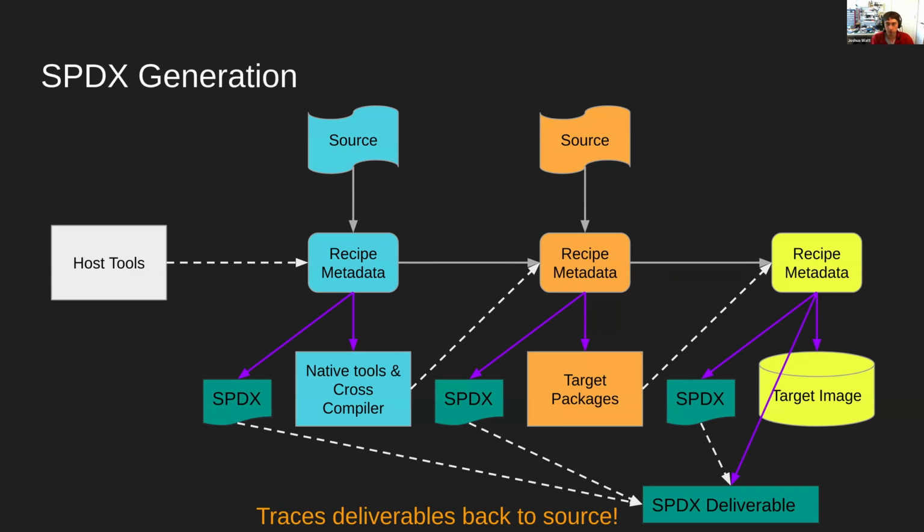We've been able to produce SPDX SBoMs for quite some time, and basically the concept for doing this is that when we process this recipe metadata, we've got additional tasks that spit out some SPDX for each of these recipes that we process. And then when we go to produce the target image, we take all of those individual SPDX documents and combine them somehow into some final SPDX deliverable. And this more or less accomplishes the task of tracing the deliverables back to the source code.